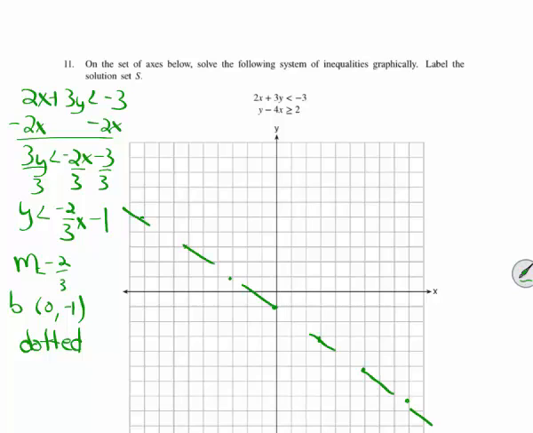it's dotted. I have to do my test point, so I can pick 0, 0. So that means 0 plus 0 is less than -3. That is false. So I'm going to shade away from it.